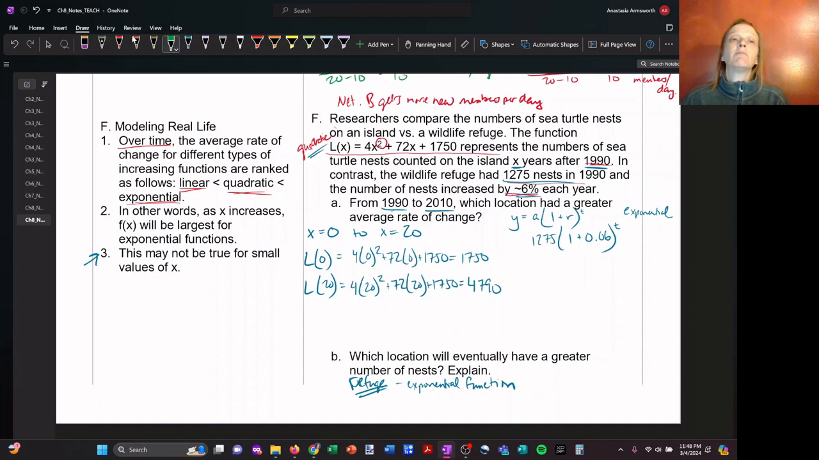So to calculate my rate of change, I'll subtract my y values, 4,790 minus 1,750, and I'll divide by the difference in x values, the 20 minus 0, and I end up with 3,040 divided by 20, which is 152. 152 is my average rate of change, the number of turtle nests per year.